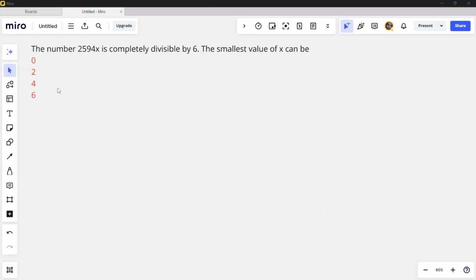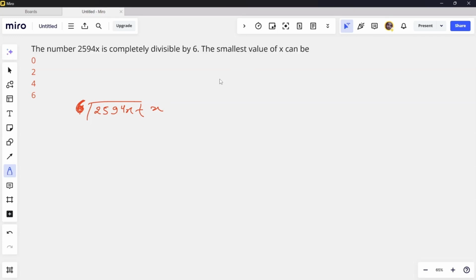So as you can see, this is our number. The number 2594x is completely divisible by 6. The smallest value of x can be 0, 4, 2, 6. These all are our options. So it is basically saying that there is a number 2594x which is completely divisible by 6. So what will be the value of x?